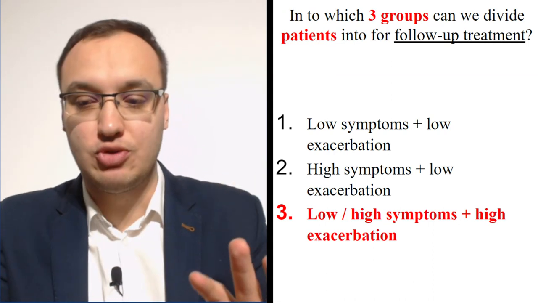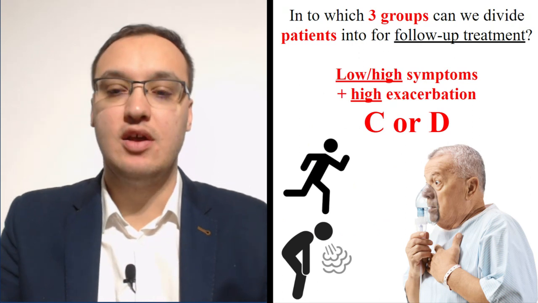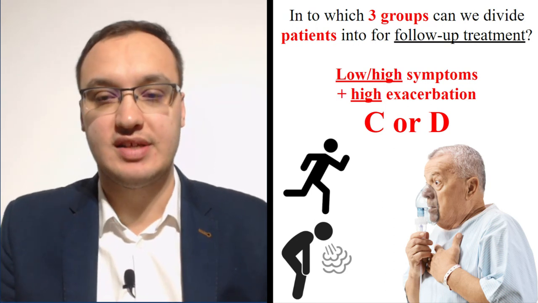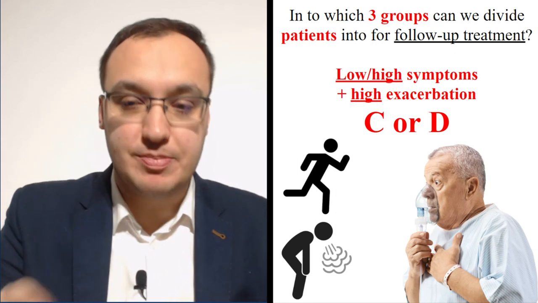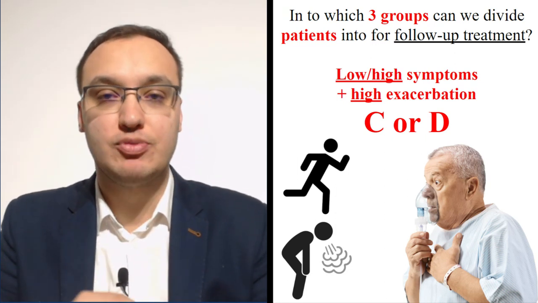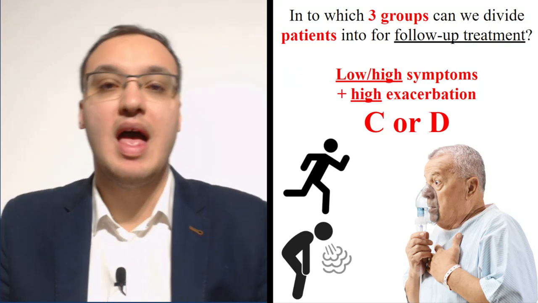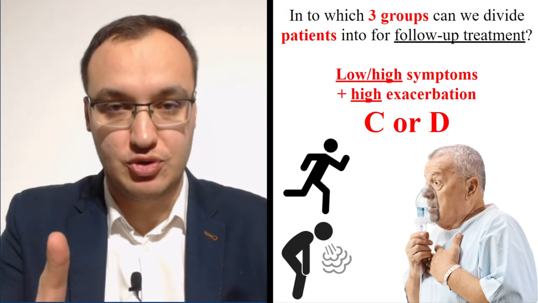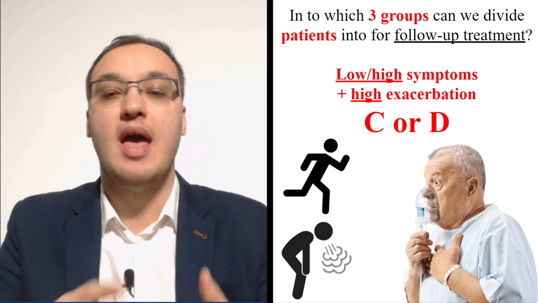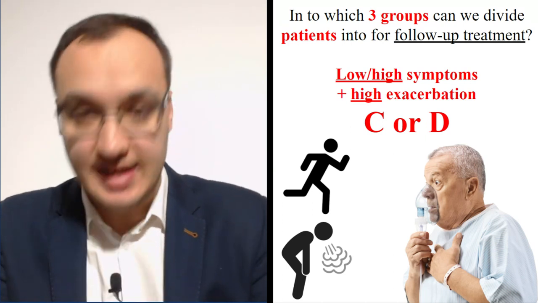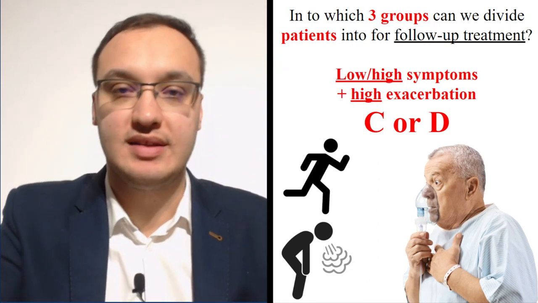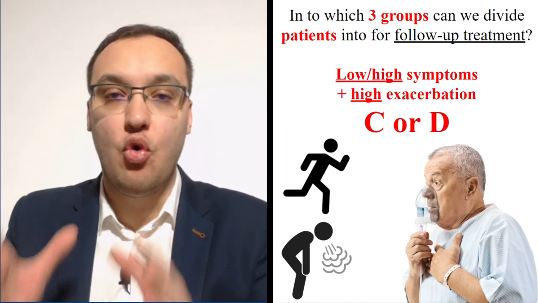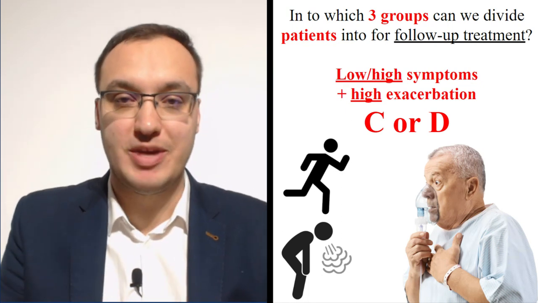It can be low or high symptoms and high exacerbation. There's a picture showing low symptoms, he's running, and the other one down there is having high symptoms. Once again, low symptoms can be A or C. High symptoms can be B or D. But the point here, high exacerbation, excludes A and B. That means it can only be C or D.